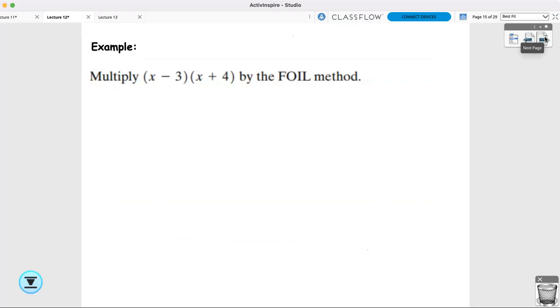Since you already know the FOIL, go ahead and work this one out. I'll go ahead and give you guys 2 minutes. Same thing, it's pretty much the same concept we learned last lesson with the arrows, but now the arrows have a term.